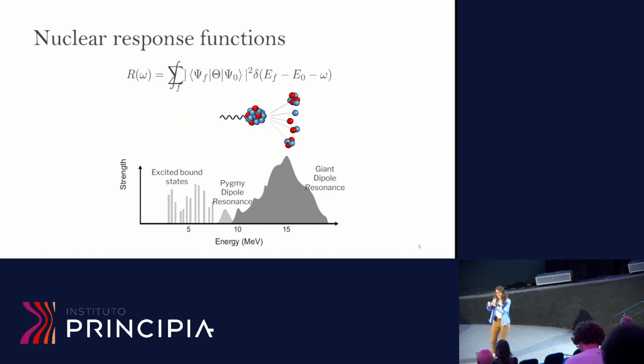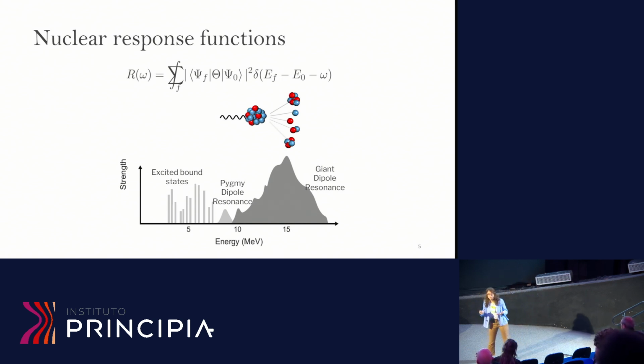But then when the energy of the photon overcomes the nucleon separation energy, we enter the continuum spectrum, and so we can have pygmy dipole modes when we have a large neutron excess. And then at higher energies we have the giant dipole resonance, which is interpreted as collective motion of protons and neutrons inside the nucleus, and I will come back to this interpretation later in the talk.